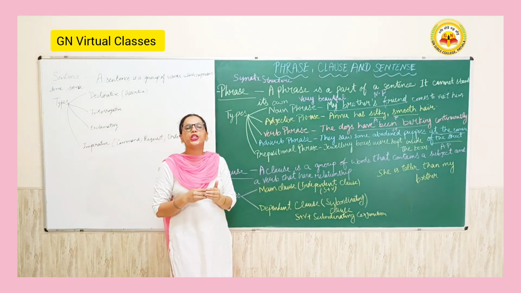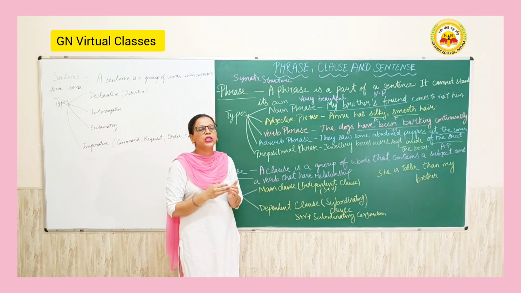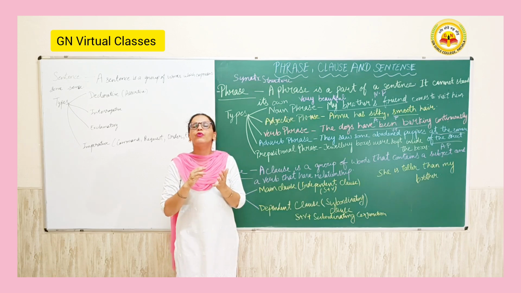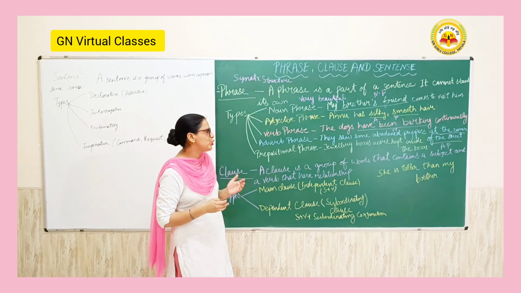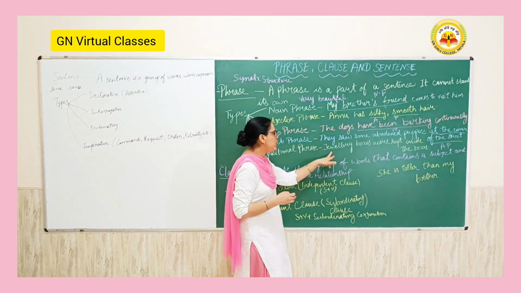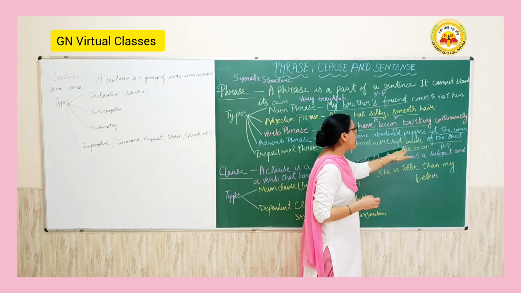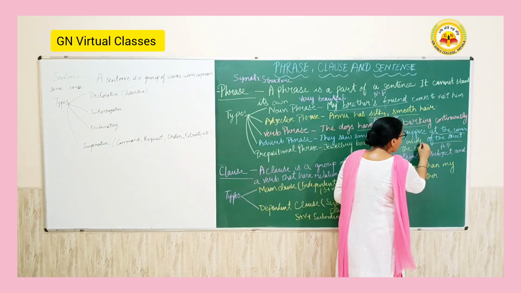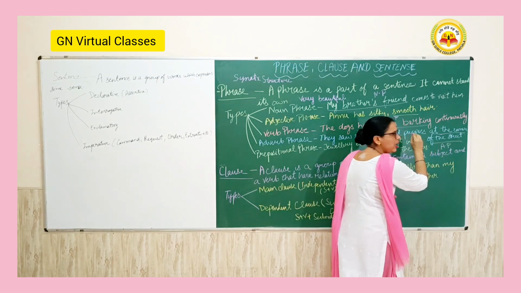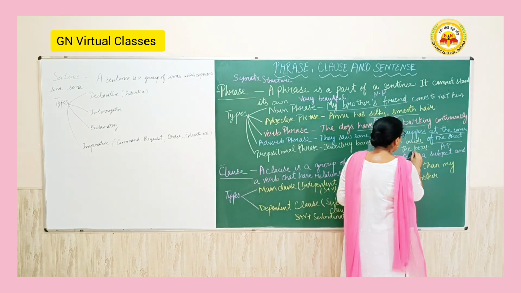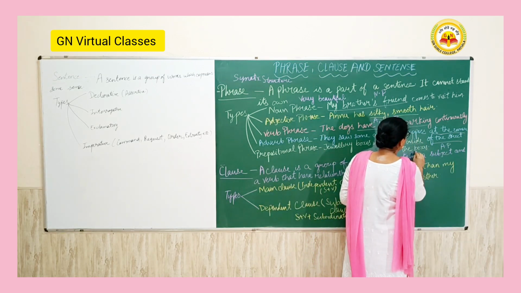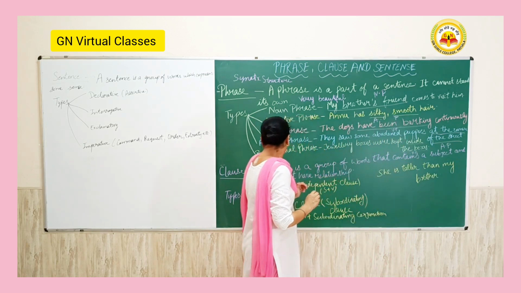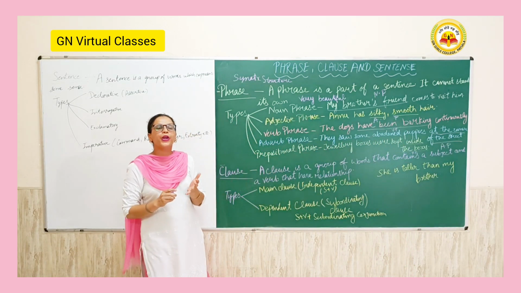Next one is prepositional phrase. The phrases which contain a preposition with an object are called prepositional phrases. For example, jewelry boxes were kept inside the boxes. Inside is the preposition, the boxes is the object. So this is called the prepositional phrase. So these are 5 types of phrases.